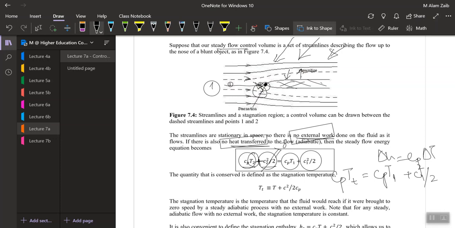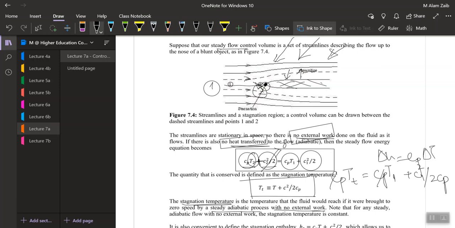Just divide by Cp, this will be gone, and then we will be having this one now. So this is actually the component, or this is the stagnation temperature. So what is actually stagnation temperature? The stagnation temperature is the temperature that the fluid would reach if it was brought to zero speed by a steady adiabatic process with no external work done.